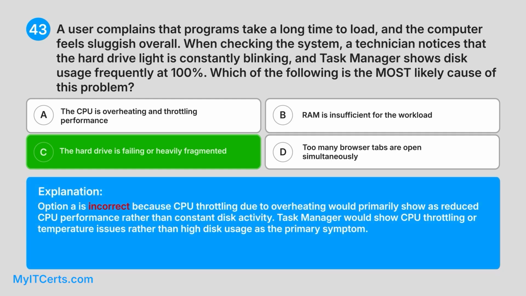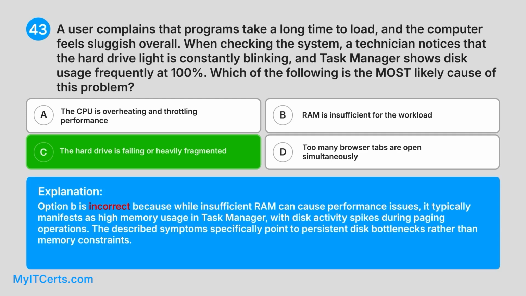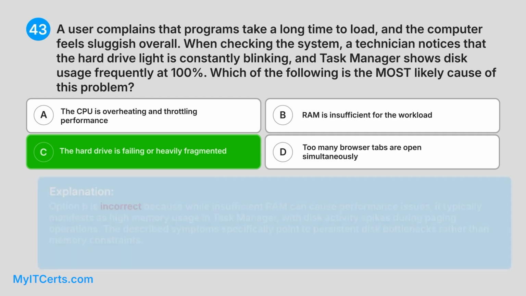Option A is incorrect because CPU throttling due to overheating would primarily show as reduced CPU performance rather than constant disk activity. Task Manager would show CPU throttling or temperature issues rather than high disk usage as the primary symptom. Option B is incorrect because while insufficient RAM can cause performance issues, it typically manifests as high memory usage in Task Manager with disk activity spikes during paging operations. The described symptoms specifically point to persistent disk bottlenecks rather than memory constraints.